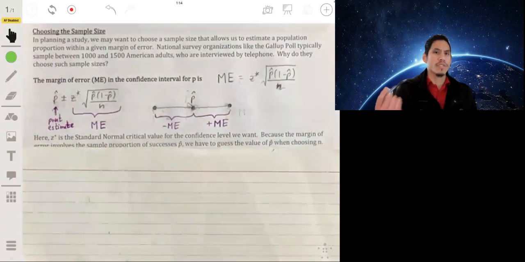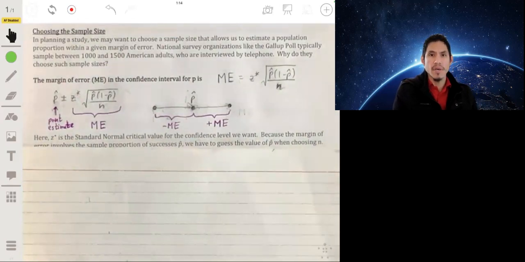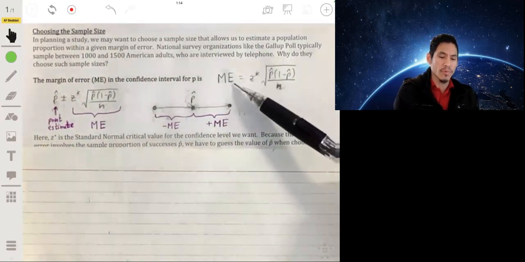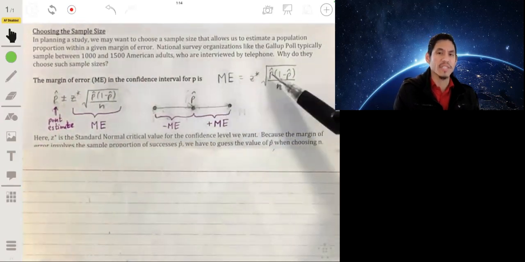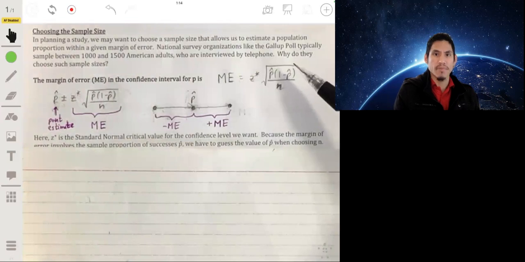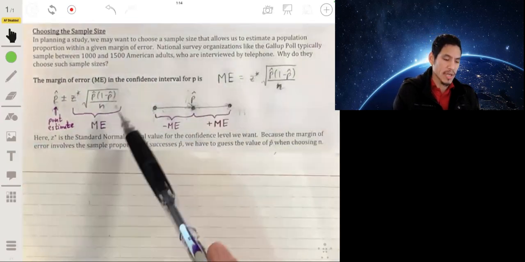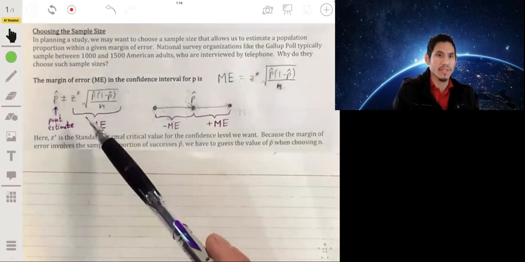When we use our one sample z interval to estimate a population proportion p, we can determine that the margin of error will be equal to our z star value times the standard deviation of our statistic. And we can see that when we look at our expression for our confidence interval.